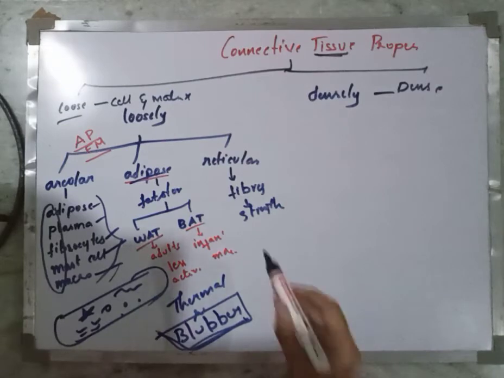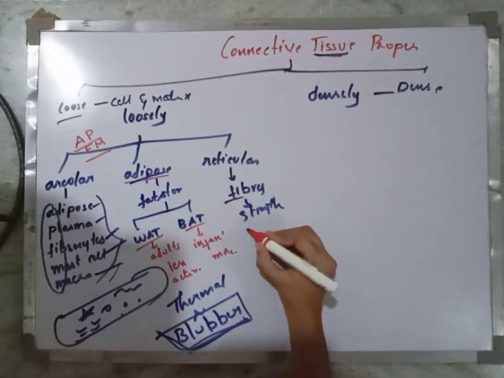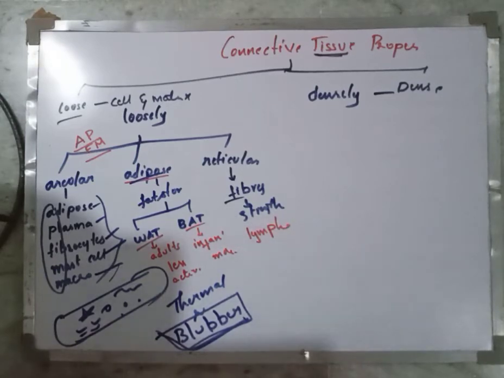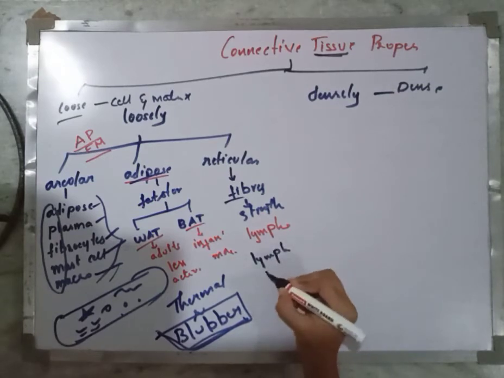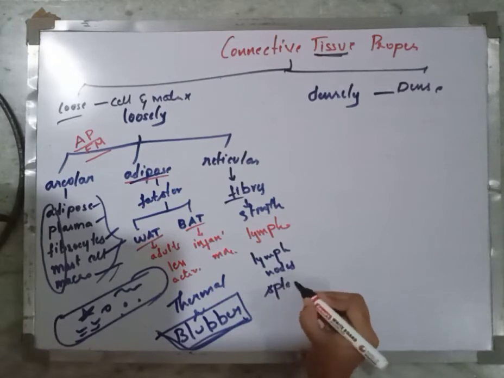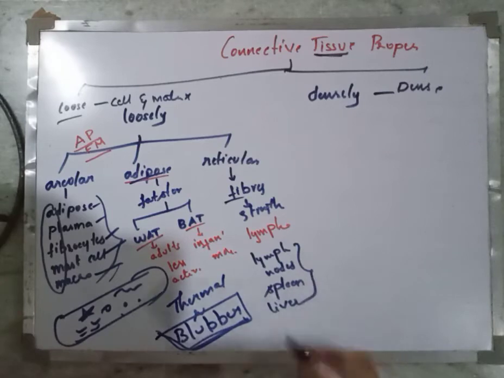So the fibers are called reticulate fibers, and this reticulate tissue is mostly found in the lymphoid organs. Examples of lymphoid organs are lymph nodes, spleen and liver. So these are the organs where the reticulate tissue is found. So this is about the overall classification of loose connective tissue.